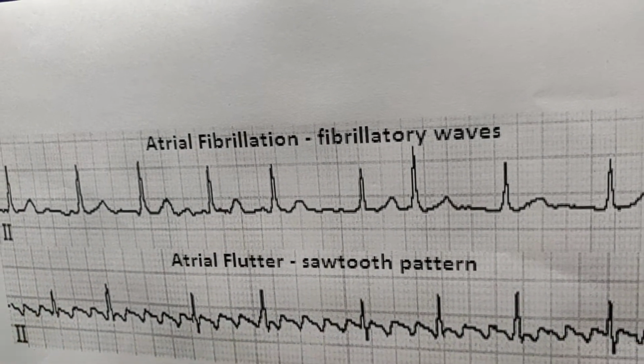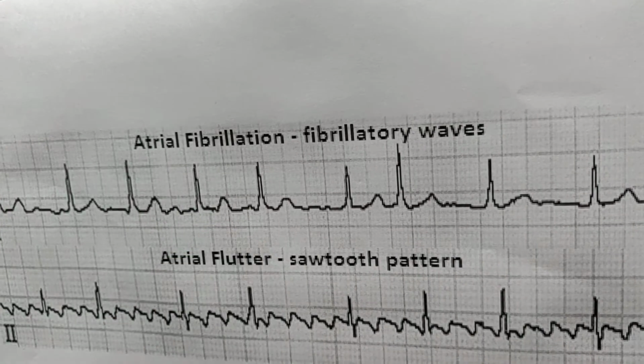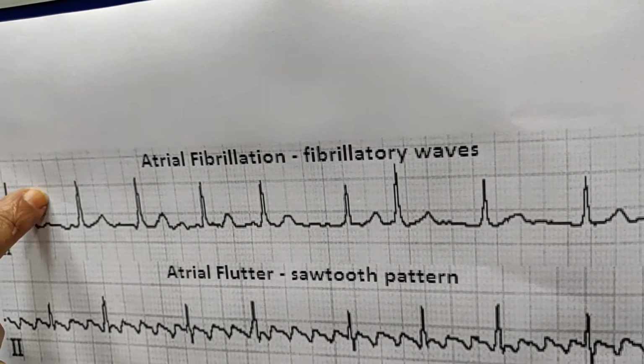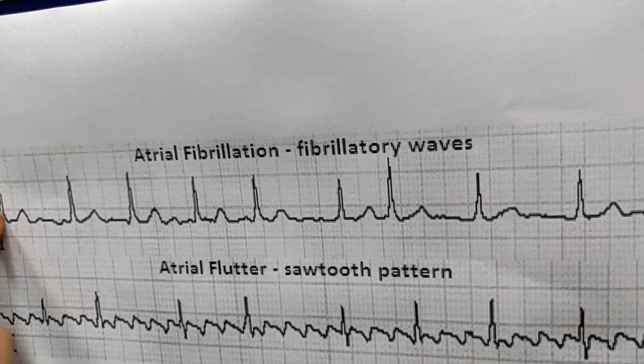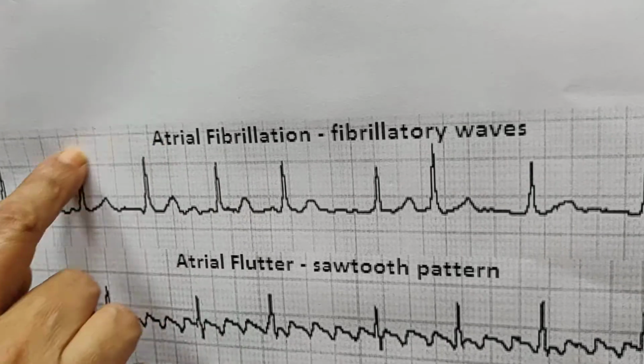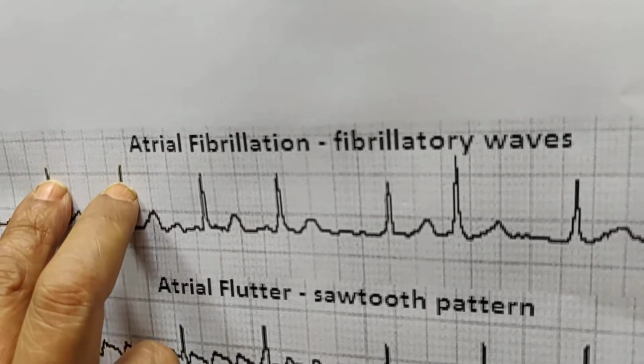Now here you cannot calculate by short segment or large segment. If you try to calculate, 300, 150, 100, 75, 60, so it will be 60 by large boxes, and here 300, 150, 100, even less than 75, around 70 from the large boxes method.